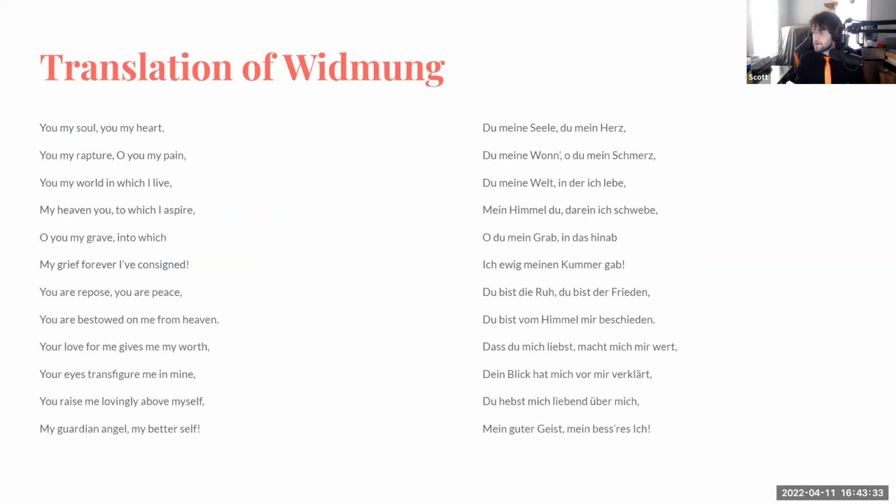It's a bit longer than an Italian aria. So it reads: You my soul, you my heart, you my rapture, oh you my pain, you my world in which I live, my heaven you, to which I aspire, oh you my grave into which my grief forever I've consigned. You are repose, you are peace, you are bestowed on me from heaven. Your love for me gives me my worth. Your eyes transfigure me in mine, and you raise me lovingly above myself, my guardian angel, my better self.